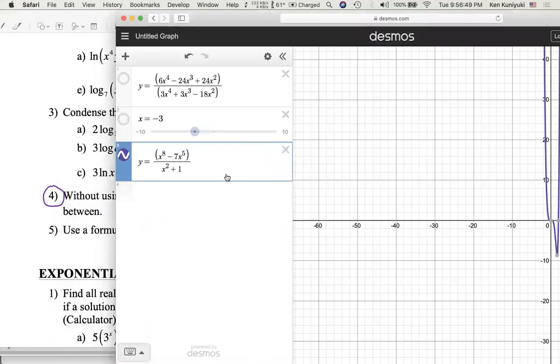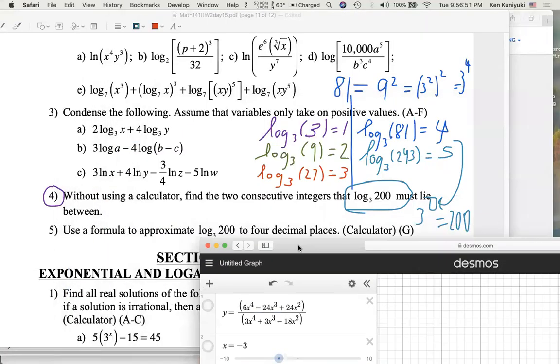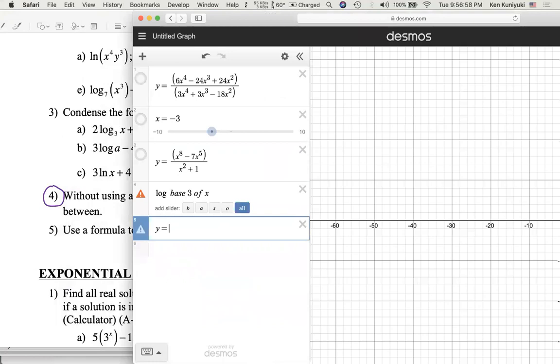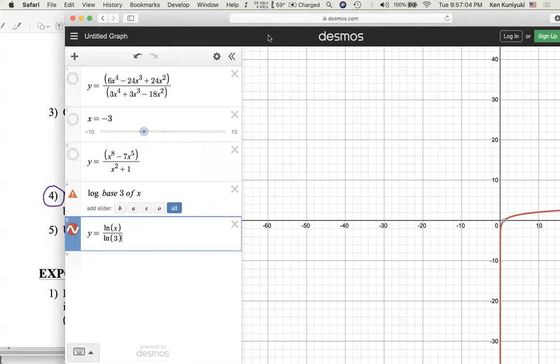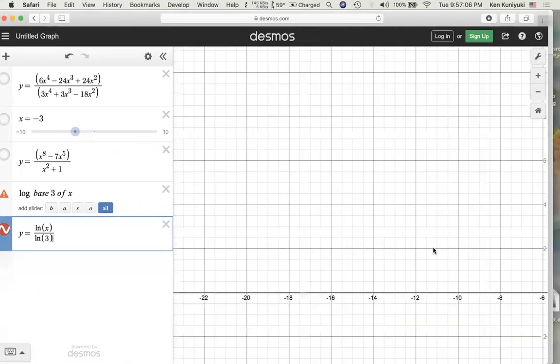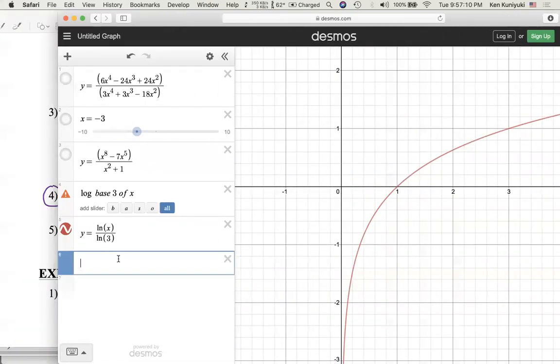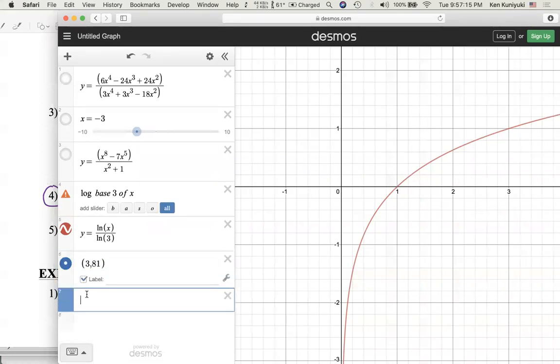Okay. Remember, by the change of base property, log base 3 of x. So what is log base 3 of x? Y equals ln of x over ln of 3. That's just by the change of base property. It's this guy. Here's the point, 3 comma 81, 4 comma 243.